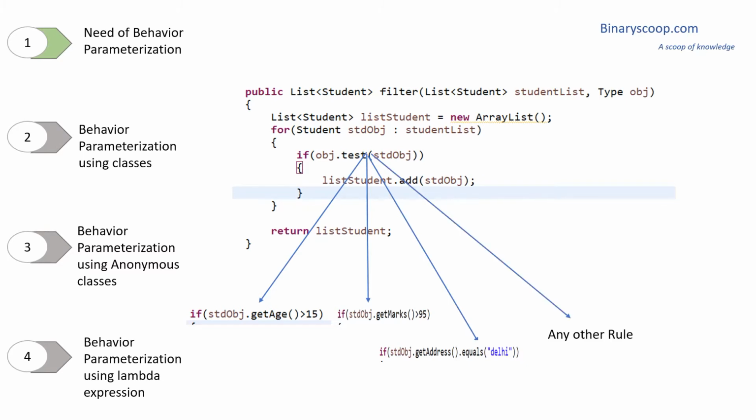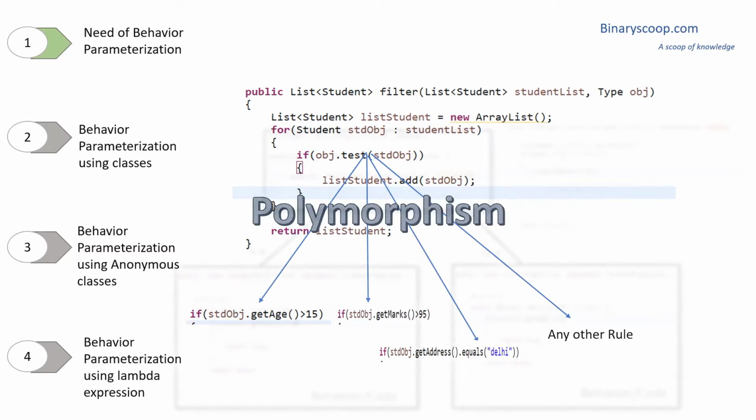So how can it be possible that a single test method has many forms: to test the age, to test the marks, to test the address, and to test any other generic rules? Is it possible in object oriented programming? Please pause the video and think about it. So it is possible using polymorphism. Now we will design this test method according to the object oriented principle, polymorphism.